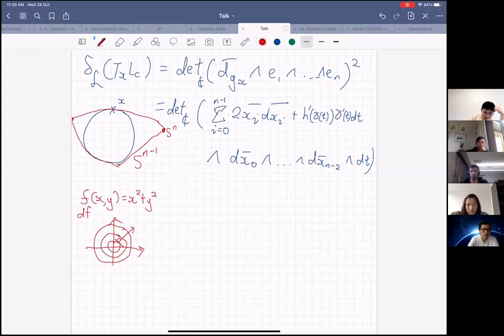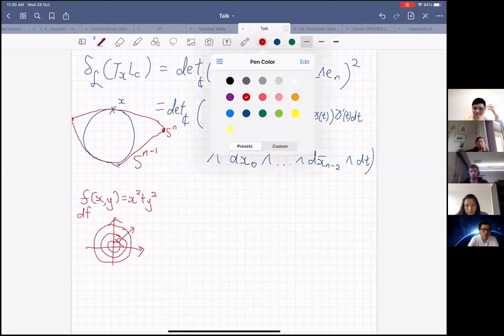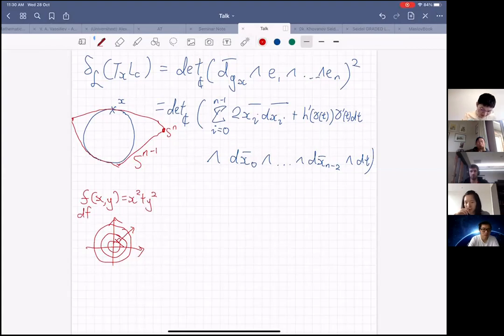Okay, so that's why we have dgx inside this formula. It makes sense to have dgx. And the last one, dt, in fact, should be gamma prime t dt. Yeah, gamma prime t dt.